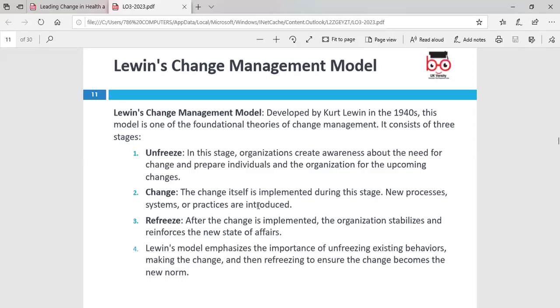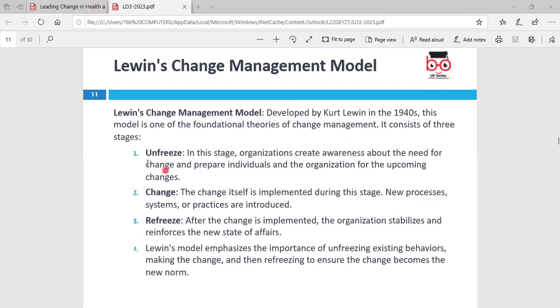So it is important here to understand these change models. The first one we'll talk about is Lewin's change management model. Kurt Lewin, in 1940. You'll be using these models, by the way, when you're making your plans. Obviously you're not going to talk about every different aspect of the model, but the main model that you're using should be informed there. It is one of the foundational theories of change management. Again, we are focusing on how to manage change.